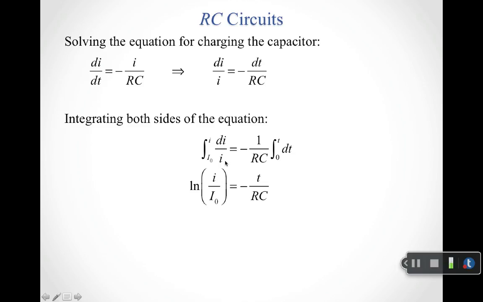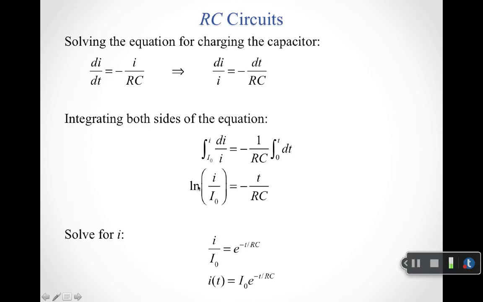And then on the left, I know that the antiderivative of dx over x is the natural log of x. So when I take the antiderivative of this, it is just going to be the natural log of I, and when I evaluate it at my endpoints, again using the properties of logarithms, I can write the expression this way: the natural log of the current at any point in time over the initial current. So I naught is just the current at t equals 0. And so now I'm just going to solve this for I to get my current as a function of time.